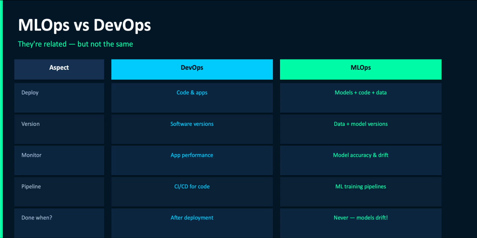So the last row is the key insight. DevOps worries about uptime and speed. MLOps worries about model accuracy and data quality. Same mindset, different problem.